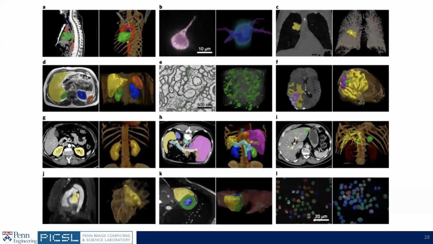So this is from the nnU-Net paper, where they segment a plethora of different anatomies spanning across different modalities. And they are top on the leaderboard for almost every biomedical segmentation challenge.